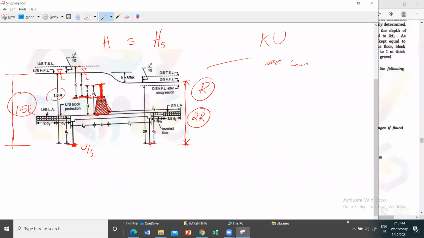If you observe here, afflux is the level difference between the upstream side high flood level and the downstream side high flood level. That is afflux. Next, the level difference between the total energy line and the high flood level is the head V square by 2. Similarly, on the other side, the difference between the total energy line and high flood level is V square by 2. This height is V square by 2.